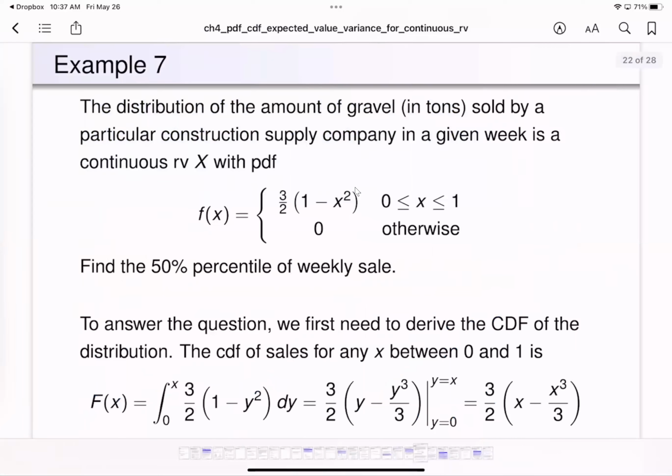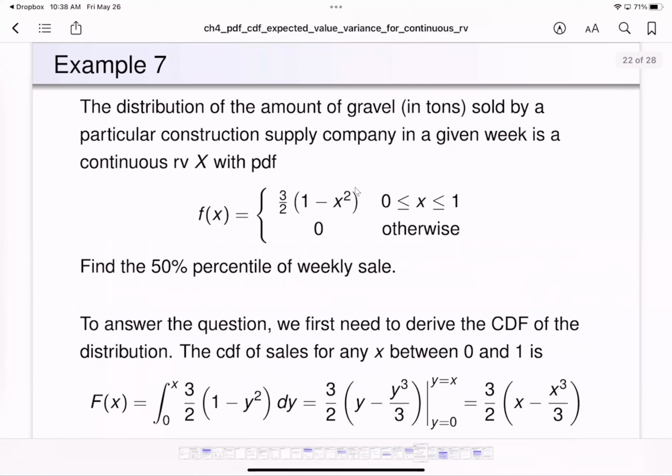For this example, we have the amount of gravel sold by a particular construction supply company in a given week. This is a random variable with PDF given here. Find the 50th percentile of the weekly sale. Basically, this 50th percentile is the value such that to the left of that is 50%. So we first find the CDF, and then afterward we make it equal to 0.5, and then we solve for this value.